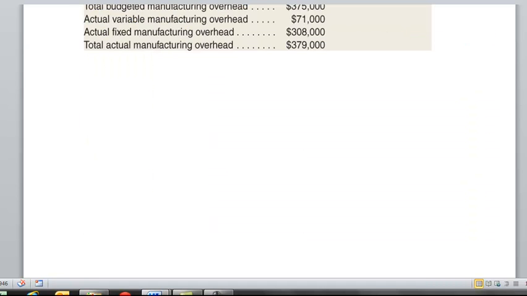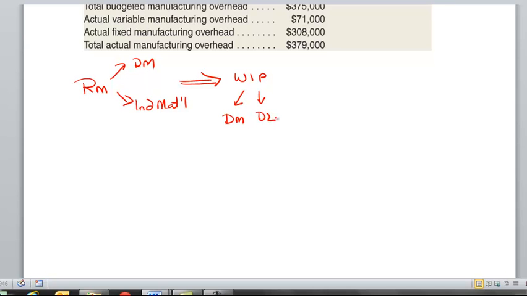Now before we go on, I just want to give you a quick review of a couple things. Raw materials is one of our first inventory accounts in manufacturing firms. It's made up of direct materials and indirect materials. Once we start creating or assembling our products, that raw material flows into work in process. Work in process is made of direct materials, direct labor, and overhead.